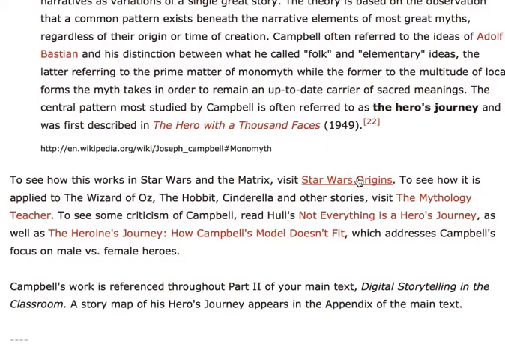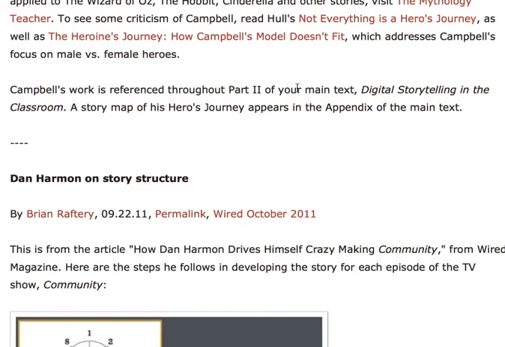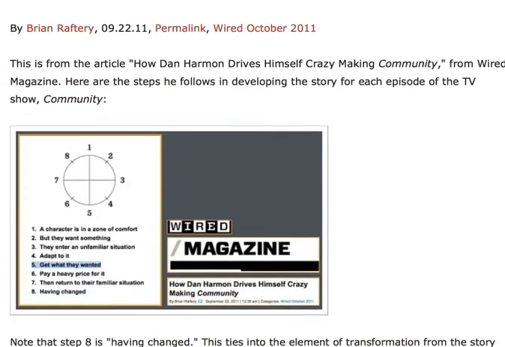Down here, the Star Wars origin, the mythology, and you visit the mythology teacher to see that. And then for some criticism of Joseph Campbell, which is always a good thing, we look at the heroine's journey. Also, in part two of my book, scattered throughout are references to Campbell's work and how I sort of synthesize those. And then some other things that I think you might find interesting.